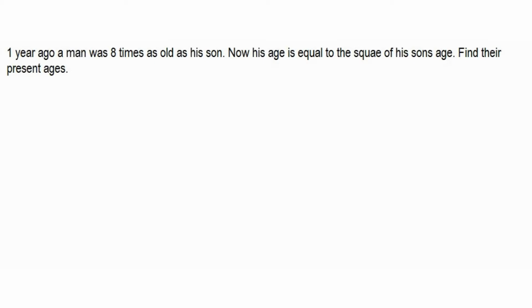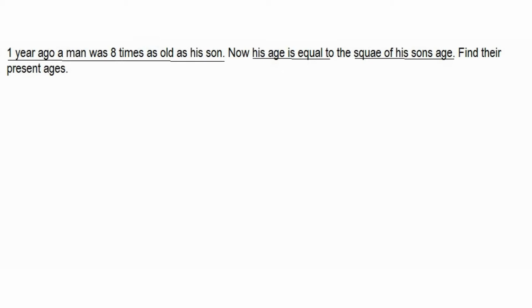1 year ago, a man was 8 times as old as his son. So this is the first condition given to us, that 1 year ago, the man was 8 times as old as his son. Now his age is equal to the square of the son's age, right? So right now his age is the square of the son's age.